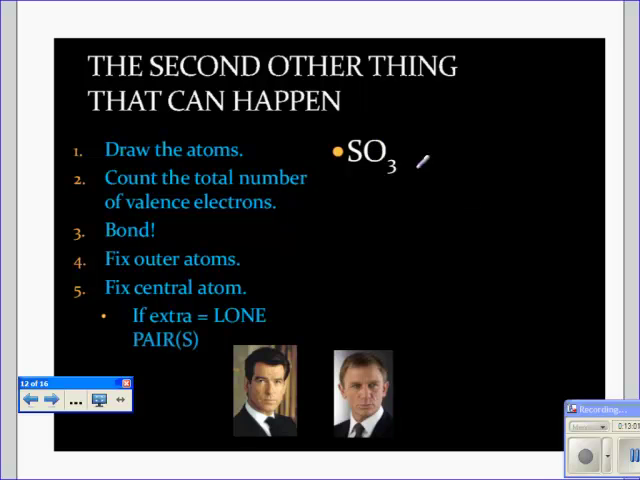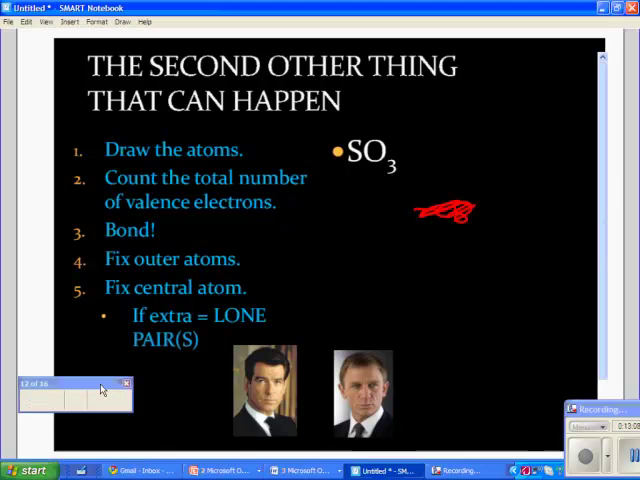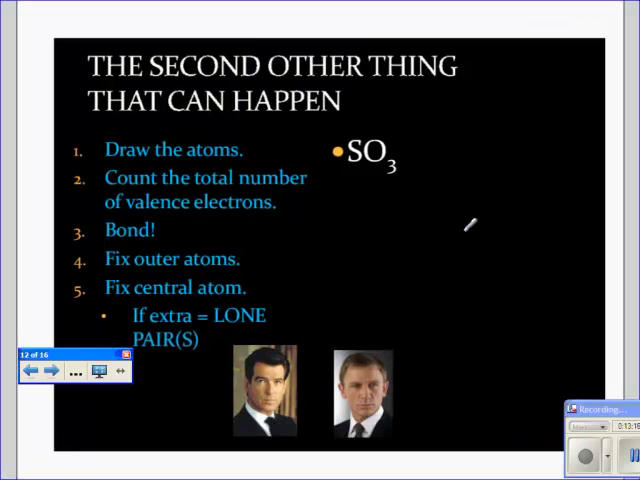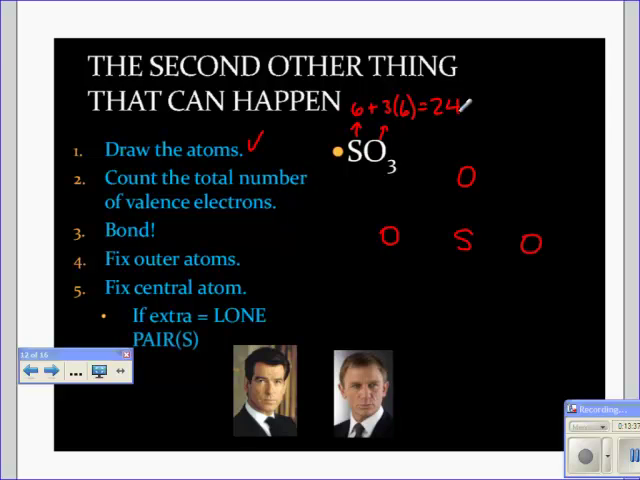Same process to start with. I have less sulfurs, so I'm going to put sulfur in the middle. Sulfur, oxygen, oxygen, oxygen. Count my valence. Sulfur's in group 6. I have 3 oxygens. That's also in group 6. 6 plus 18 tells me my picture needs 24.